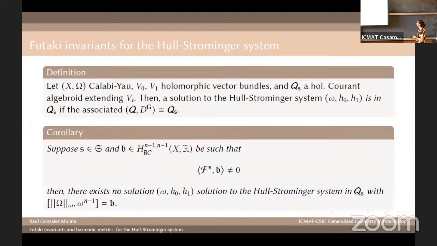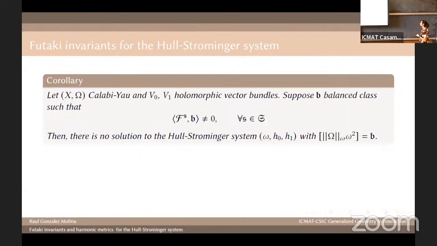Then the result is as follows. If we have some fixed holomorphic current algebroid and some fixed balanced class, and my Futaki invariant doesn't vanish, then there's no way there's going to be a solution to the Hull-Strominger system within this current algebroid and this balanced class. It's just the reciprocal of the previous result.